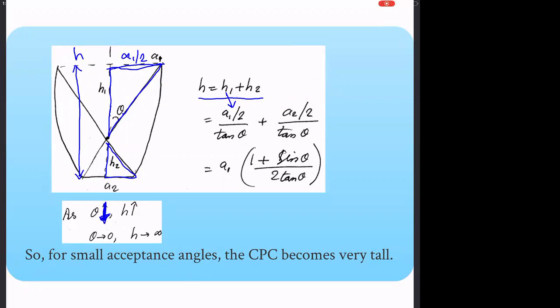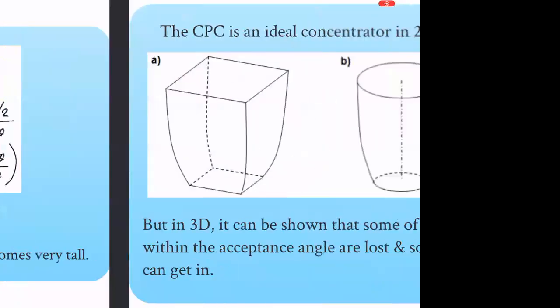As theta decreases, H increases, which I hope you can all see. As theta decreases, tan theta decreases and H increases. As theta goes to 0, H goes to infinity. Again, you can see this: tan of 0 is 0, so 1 over 0 is infinity. So for small acceptance angles, the CPC becomes very tall, which is problematic. You don't want something huge. So these are all design considerations and relatively simple concepts to understand.